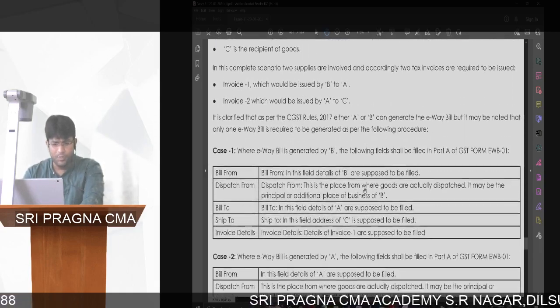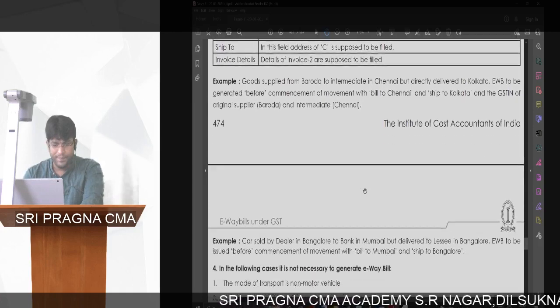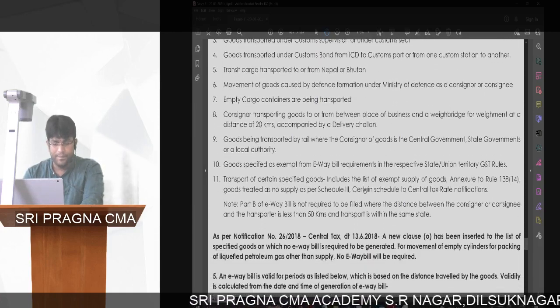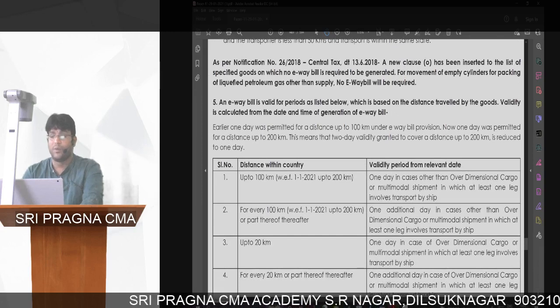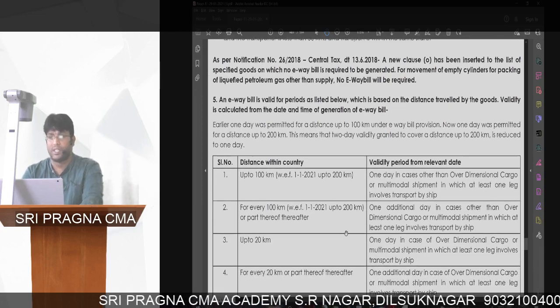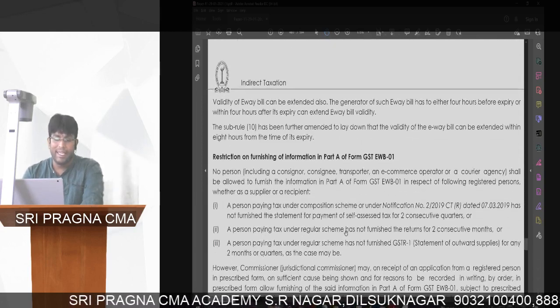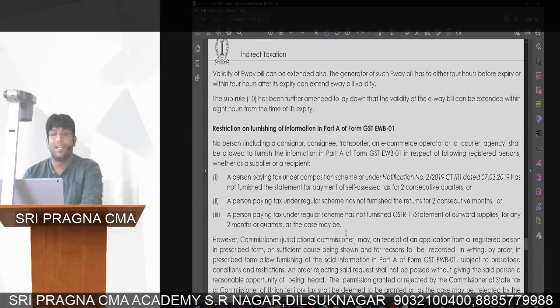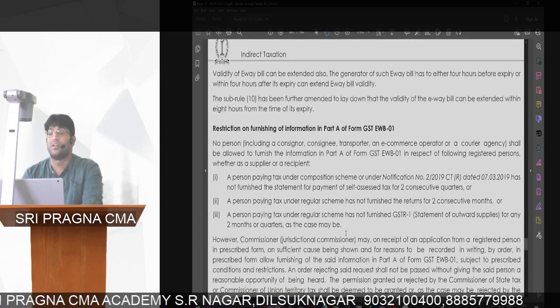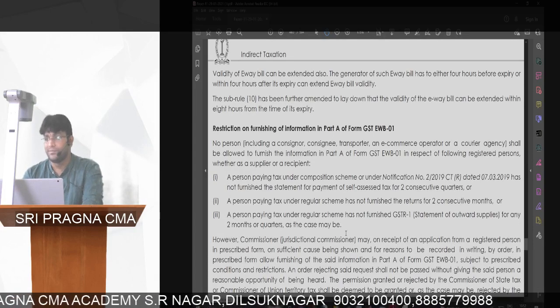Bill to ship to, multi-modal way bill also is okay. This point I just told you: once upon a time it was 100 kilometers, it became 200 kilometers. And always keep in mind, e-way bill is not required if the goods are sent through a non-motorized vehicle like a bullock cart or cycle, the best vehicle.